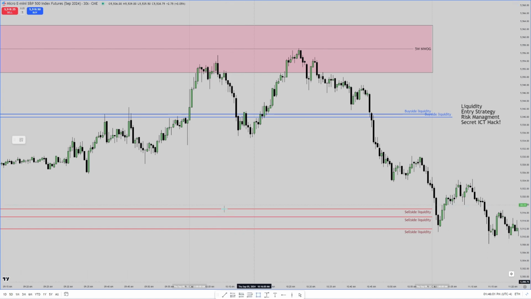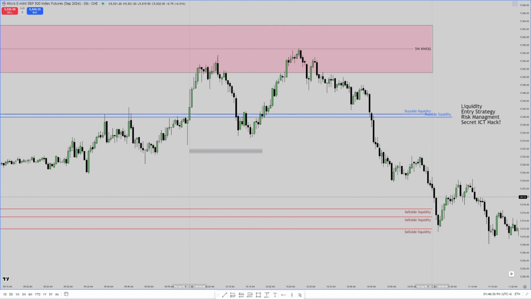So my entry, I'm looking for a fair value gap entry from 10 o'clock to 10:18. You're going to say, why are you looking for an entry in that time? Because the best fair value gap entries are going to happen within this time. I've tested this for years, literally years, and the best entries for a silver bullet trade between 10 o'clock and 11 o'clock, it's going to be within this time frame.